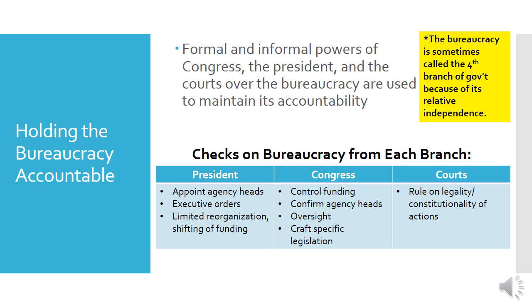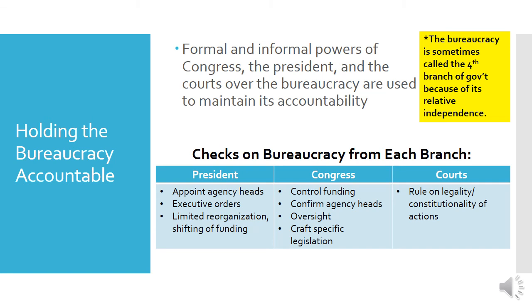The president, as we've said, appoints the heads of these agencies as his political appointees. He can use executive orders to direct some of the actions of these agencies within the bureaucracy. He can also do a little bit of limited reorganization, within a certain boundary, of different parts of the bureaucracy, and also moving funding around that has been allocated for certain things. We've seen some examples of this with President Trump, who has struggled to get the funding that he would like for the border wall with Mexico.